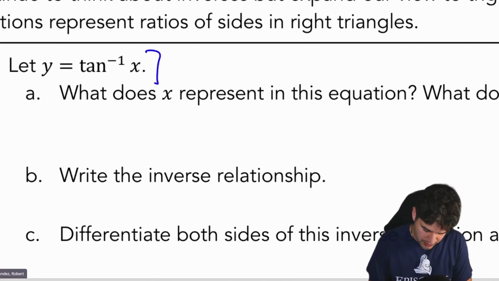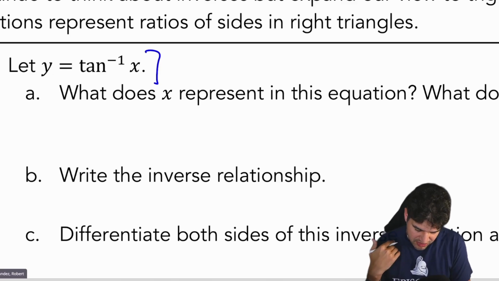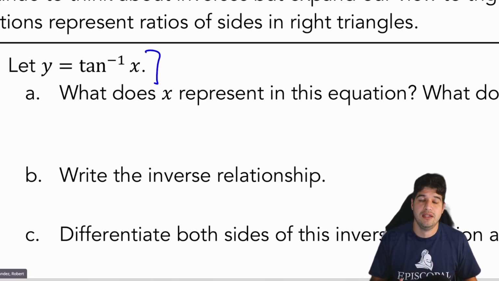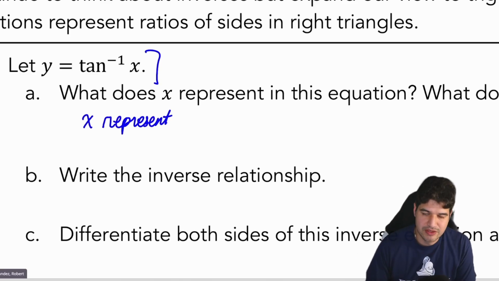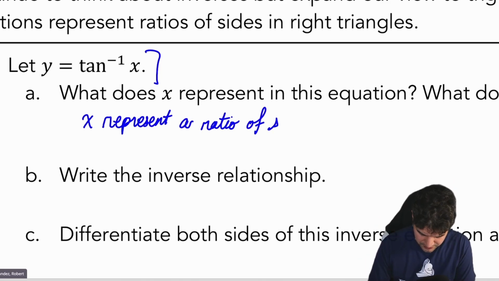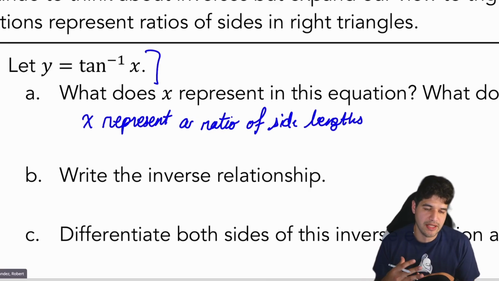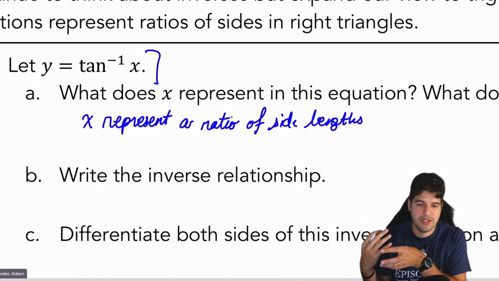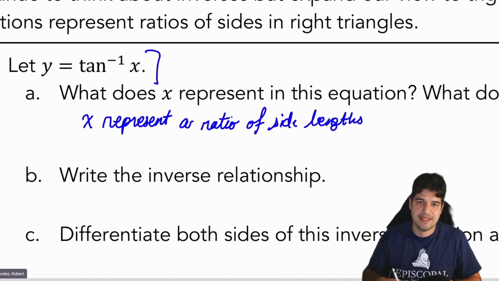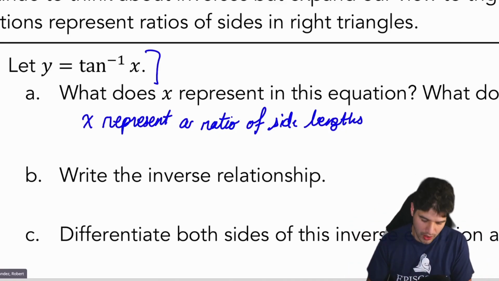So let's just think, all right, what does x represent in this equation? Well, in this sense, we're talking about side lengths, okay? So x represents side lengths, a ratio of side lengths. So if we have tangent, it's opposite over adjacent. So a ratio of side lengths. All right, so what does y represent? If x is the ratio of side lengths, then y is going to be that angle, right? The inverse trig function is going to get us the actual degree measurement, the radian measurement, of that angle. So y represents the angle.